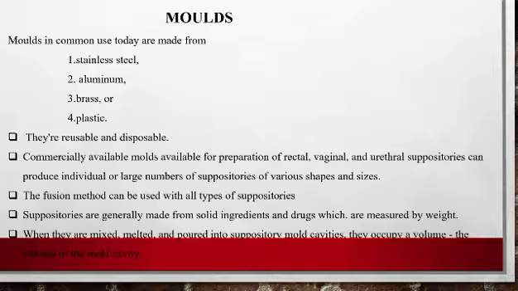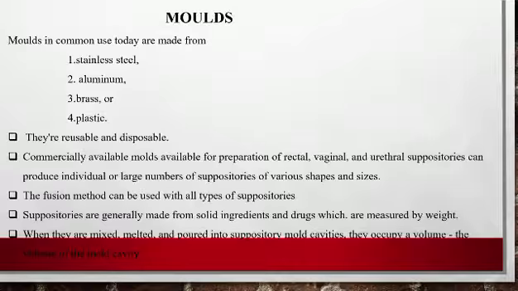And what are the molds commonly used in the preparation of suppositories? The commonly used molds are made of stainless steel, aluminum, brass or plastic. These are the substances used for the preparation of molds. Commonly we use stainless steel molds. These molds may be reusable or disposable. We can easily reuse these molds, and they can also be disposable.